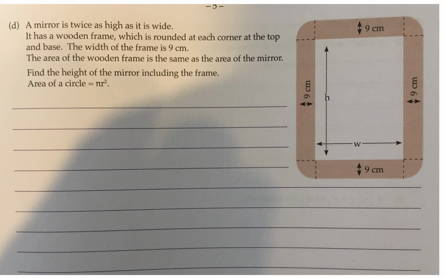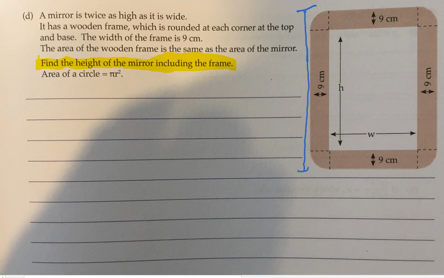So the key is always, when you get a word question, read the goal first. The goal is at the end, and it says find the height of the mirror including the frame. Now we want to start the question really clear on the fact that that's our final goal, and I'm going to draw that in so I don't forget, because you could easily forget that and not fully answer the question. So this is my goal. I need the total height.